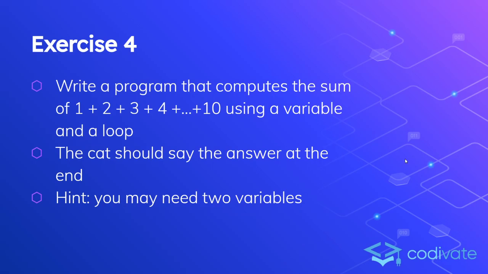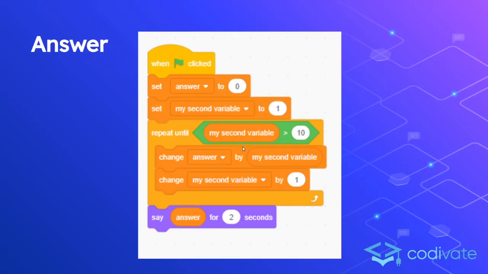Alright, now for a new thing that's not guessing numbers. Alright, create a program that adds up the numbers 1 plus 2 plus 3 plus 4 all the way to 10 using a variable and a loop. And the cat should say whatever the sum is at the end. And now if you're stuck, here's a hint. You actually might need to have two variables in this one. One maybe inside of a loop and one outside of a loop. Alright, try that.